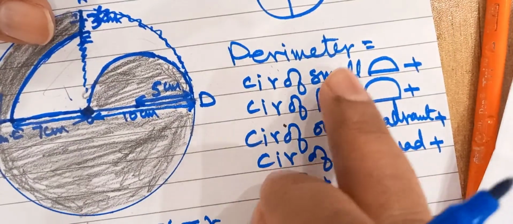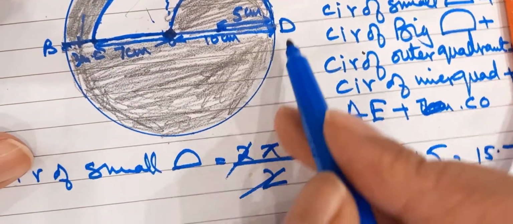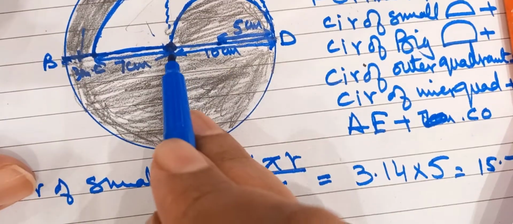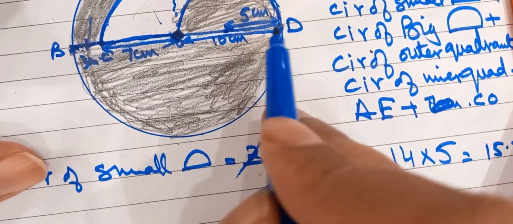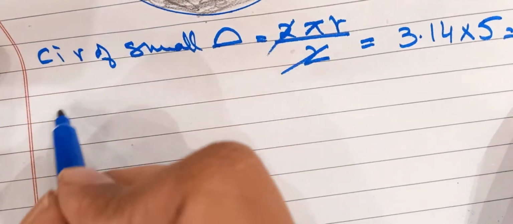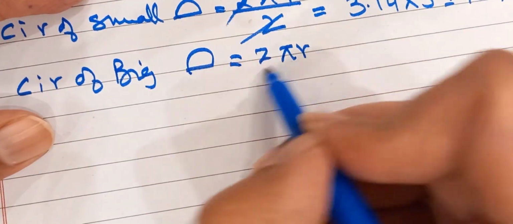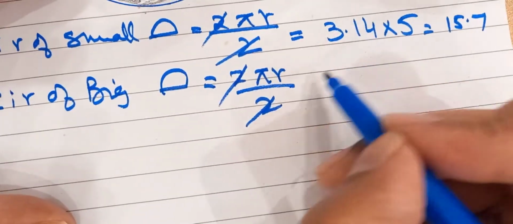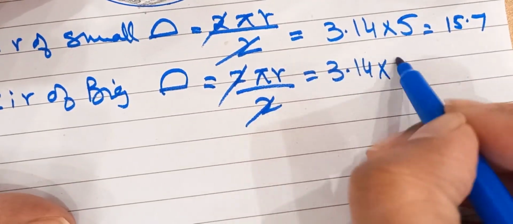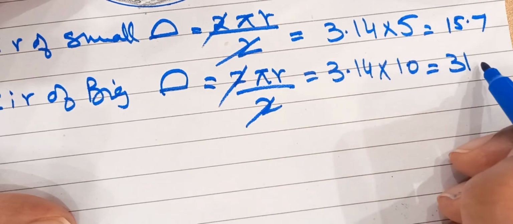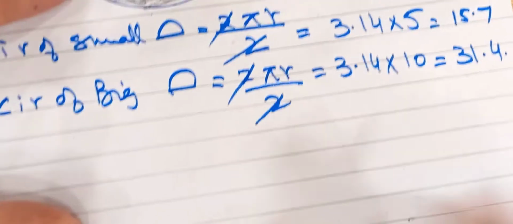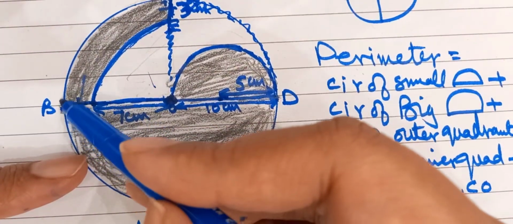Now the circumference of the big semicircle, the outer part of this shape. I know the radius is 10 centimeter, which is given here. So circumference of big semicircle is 2 pi r over 2, which leaves pi r, equal to 3.14 into 10, and the result would be 31.4.